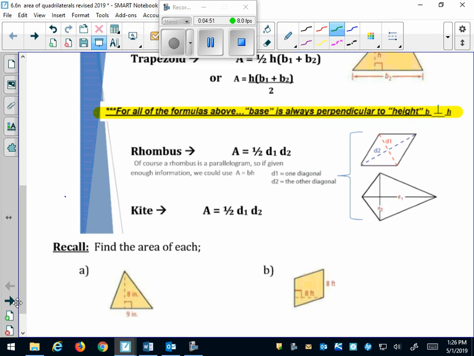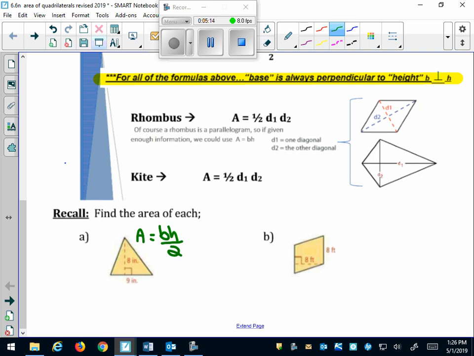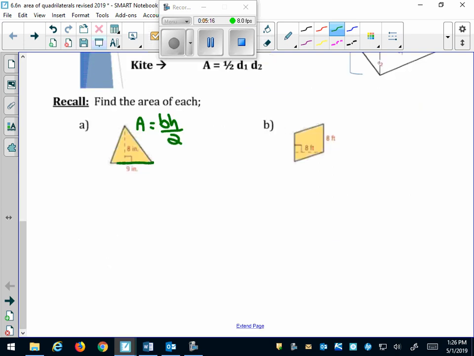Okay, so this is just review here. The area of a triangle is not on this list, obviously, because it's not a quadrilateral. But how do we find the area of a triangle? Yep, Cooper. Good. So BH over 2, or 1/2 BH. And notice it was the same story with triangles. The base and the height had to be perpendicular to each other. So we look for that altitude down, and this formula would just be 1/2 times base is 9 and height is 8.